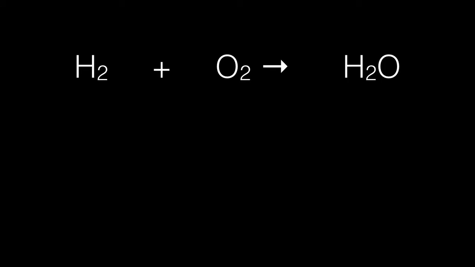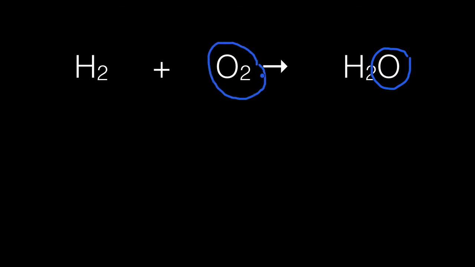So up here, I've got two hydrogens. The little subscript 2 means there's two hydrogen atoms. Two oxygen atoms, so hydrogen gas plus oxygen gas goes to water. And water is, as we all know, H2O, so two hydrogens and one oxygen. So straight away there's a problem here because on the product side of the equation, we've got one oxygen, but on the reactant side, we've got two oxygens.